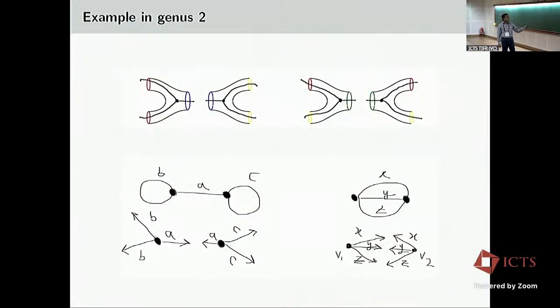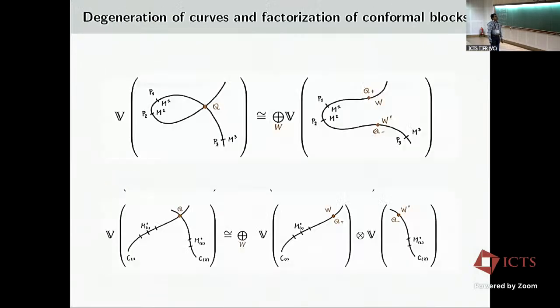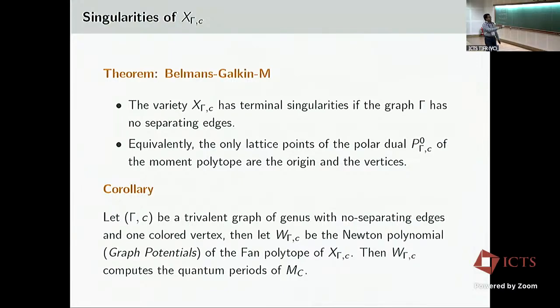This variety is basically an intersection of two quadrics and you degenerate the quadrics. But this one has no separating edges, and you can actually study it by hand essentially. Very explicit. Okay, so the corollary is the following: if gamma is a trivalent graph of genus G, with no separating edges and one colored vertex, then W gamma TC is a Newton polynomial of the fan polytope of XT, and then actually this gamma TC computes the quantum periods of MC, and that's the earlier theorem I mentioned, the proof of the proposal.